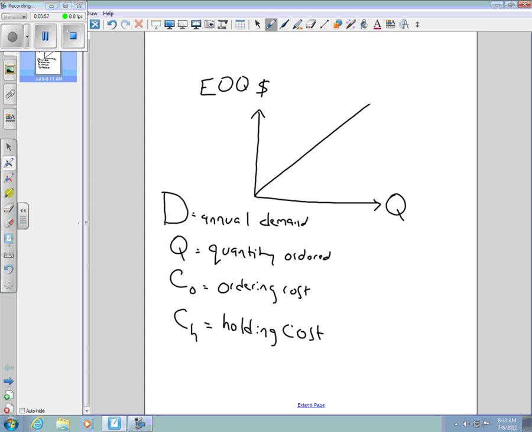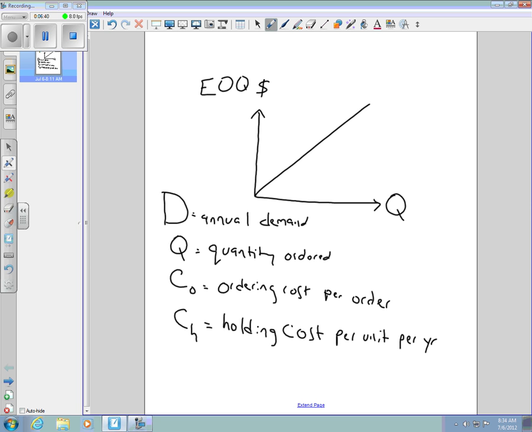So whatever it costs us to hold on to inventory, we express it as CH, and that's typically a per unit per year number. Okay, the holding cost per unit per year. Similarly, the ordering cost is per order. That's probably common sense. Don't need to write that, but I will. Every time I place an order, I incur some type of an ordering cost. Okay, so we've got some variables defined here.